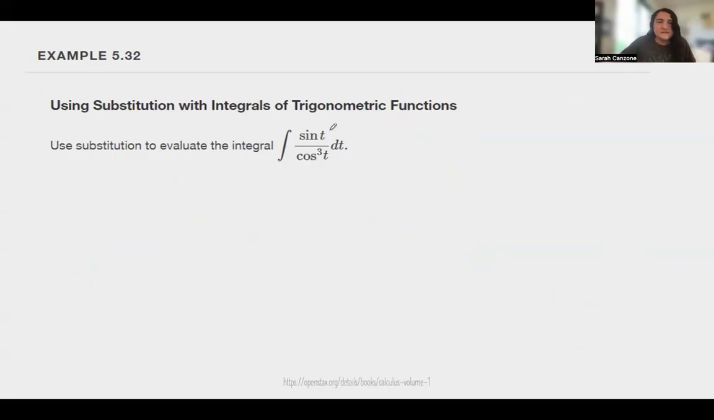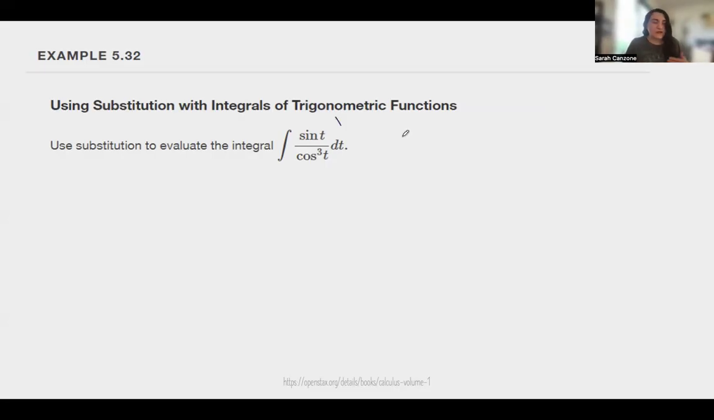So what we see here is we have sine of t over cosine cubed of t. And immediately here, it may not jump out to you exactly what to call u. We have a sine and we have a cosine. So maybe either one would be a valid u, right? Well, we could try each one and we would see that only one would work.